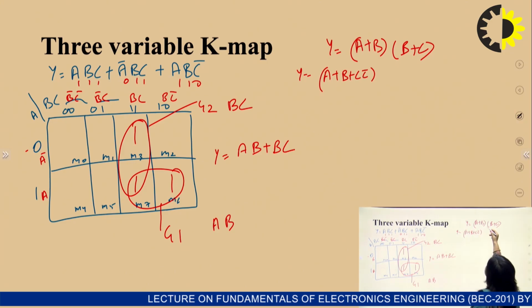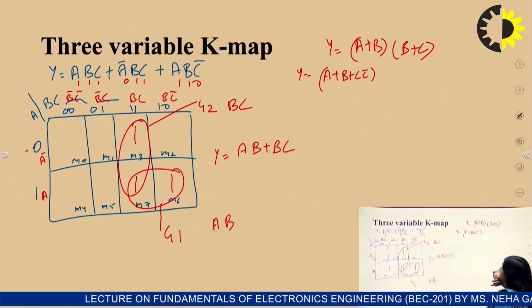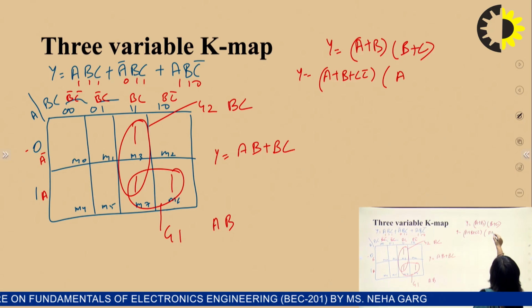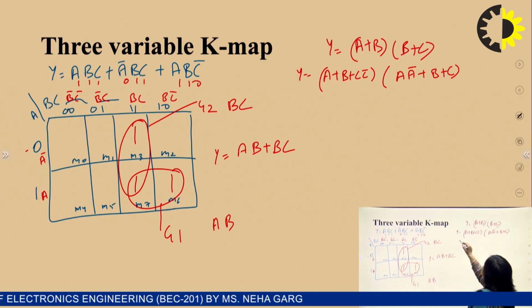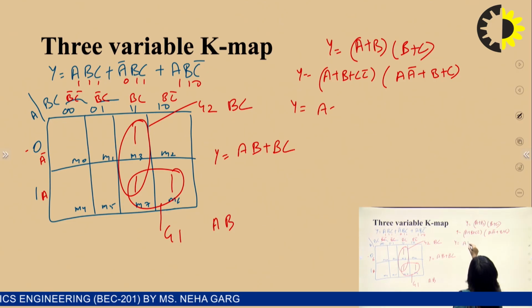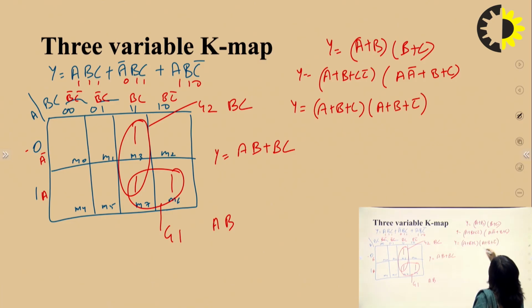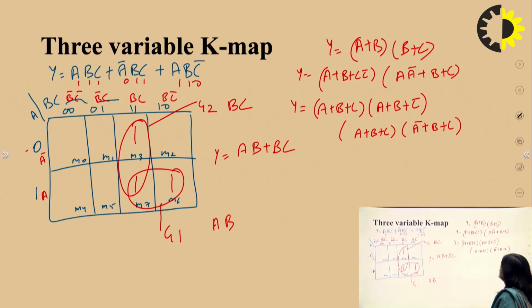So we will add CC bar. The term which is missing here is C, so we will add CC bar. The value of CC bar is 0. Now we will write it as A plus B plus C, and then A plus B plus C bar. After that, A plus B plus C, and then A bar plus B plus C. So we have written this A plus B plus CC bar.